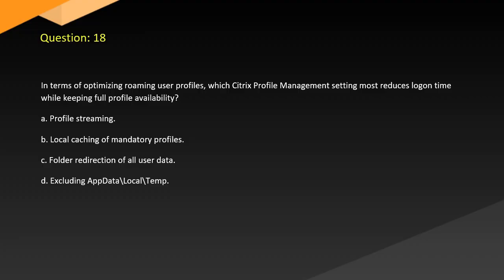Question 18. In terms of optimizing roaming user profiles, which Citrix Profile Management setting most reduces logon time while keeping full profile availability? A. Profile streaming. B. Local caching of mandatory profiles. C. Folder redirection of all user data. D. Excluding AppData\Local\Temp.